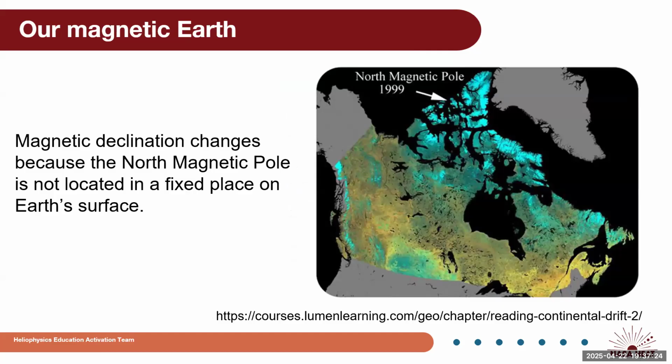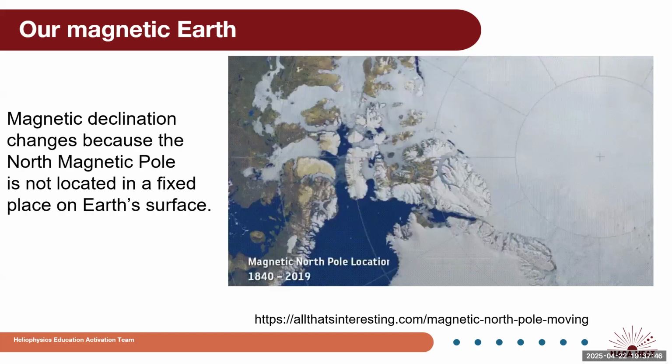So anyway, magnetic declination changes because the North Magnetic Pole is not located in a fixed place on the Earth's surface. Here's where the magnetic pole was located in 1999, off on a fairly obscure little island in the Arctic. But that's very different than what it is now. Here's a map of how the magnetic pole has wandered since 1840. You can see the blue line is kind of moving around, and then all of a sudden it takes off and starts really hustling away at light speed.